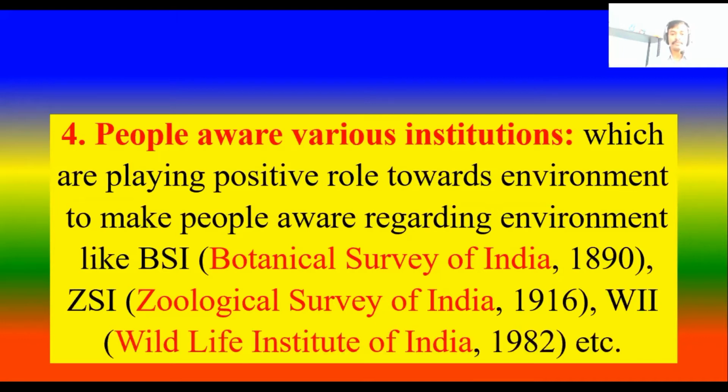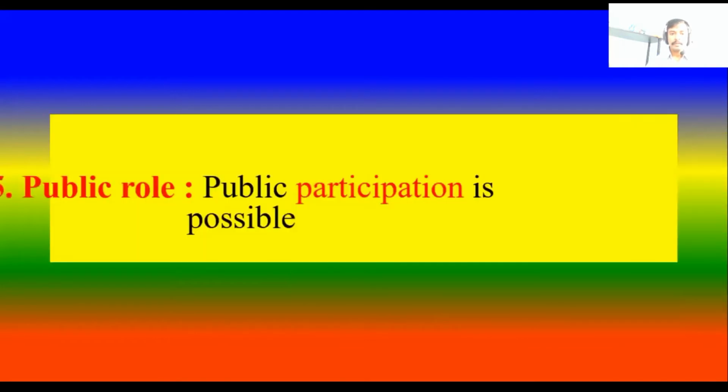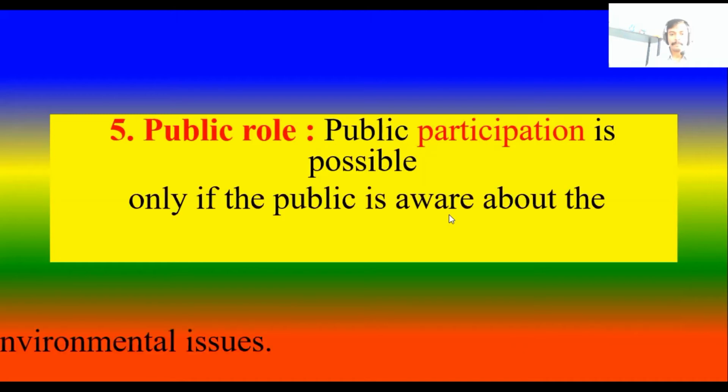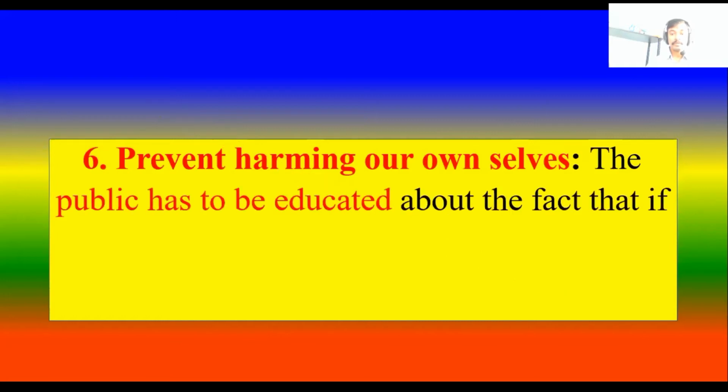Then the Wildlife Institute of India. This is an institution that protects wildlife, identifies dangerous species, and protects sanctuaries, for example deer sanctuaries, tiger sanctuaries, etc. Then the public role. Every member of the public, meaning a citizen of the country, needs to participate. Then prevent harming ourselves, since affecting the environment is harmful to us.